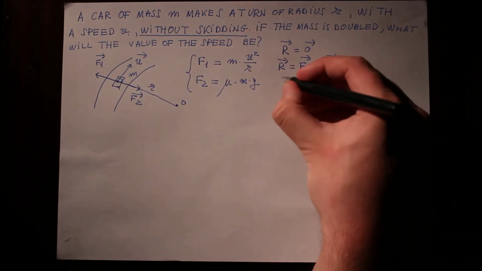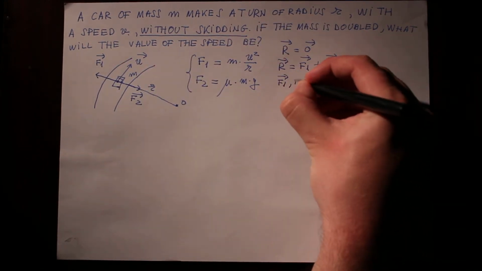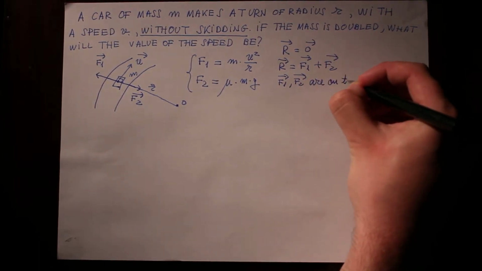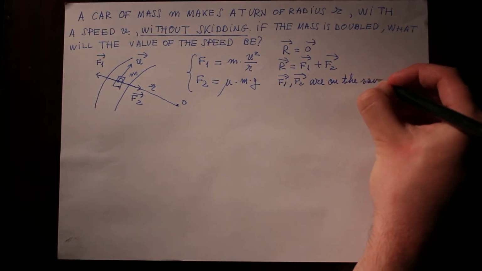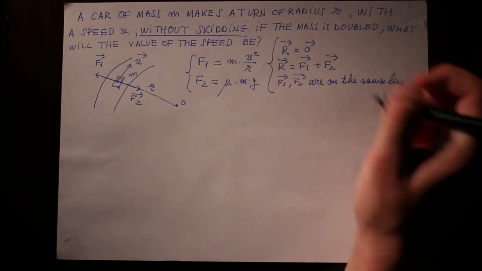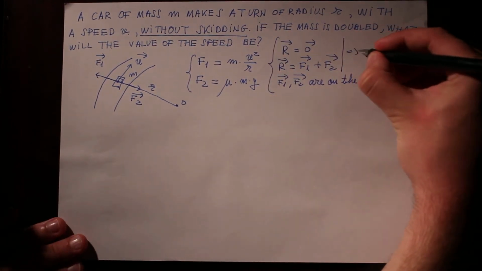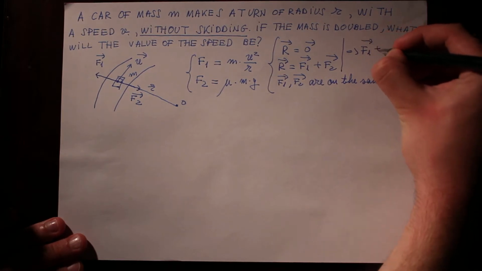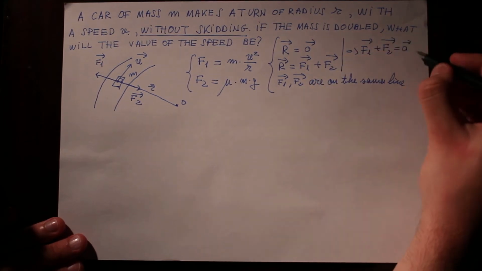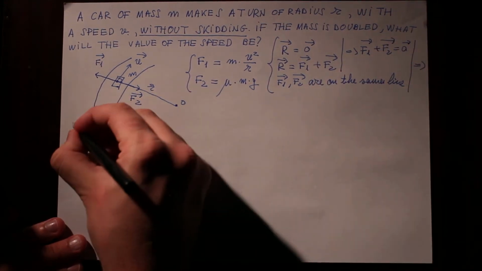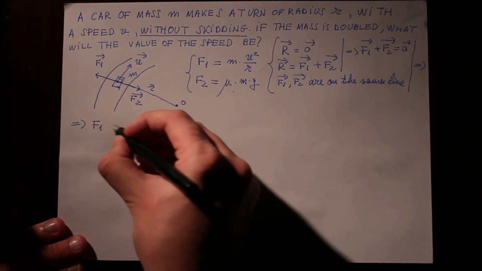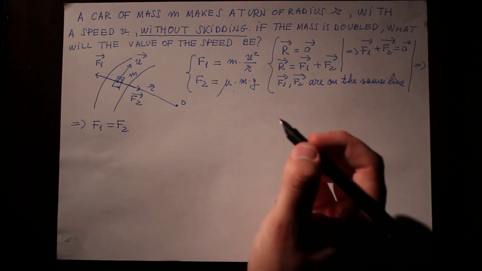And we also know that the vectors F sub 1 and F sub 2 are on the same line. And again, this is from theory. And so from here, we can deduce that the sum of these two vectors is 0. And then, considering the fact that they are on the same line, we deduce that their modules are actually equal, and so I'm going to write the module of F sub 1 equals the module of F sub 2.